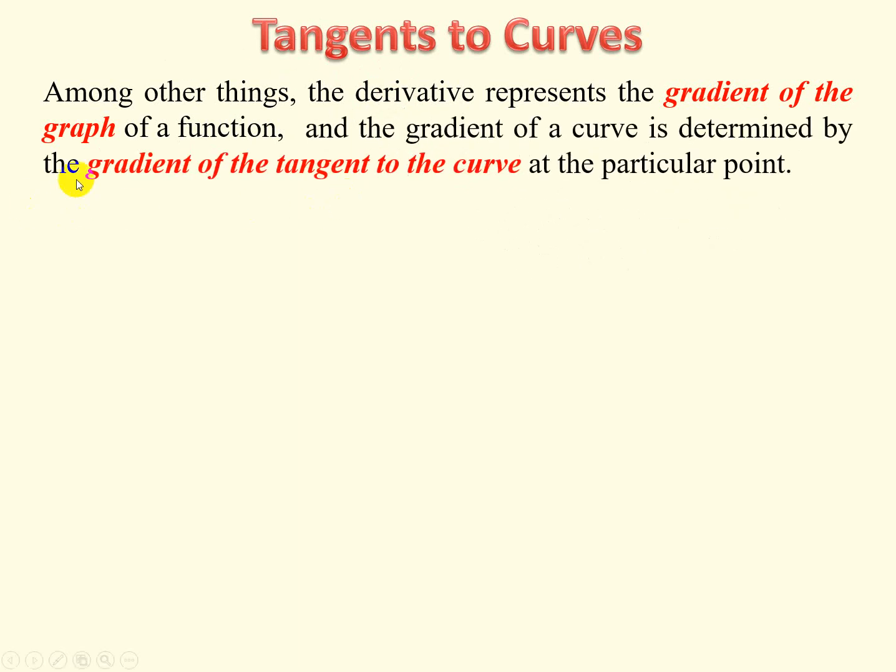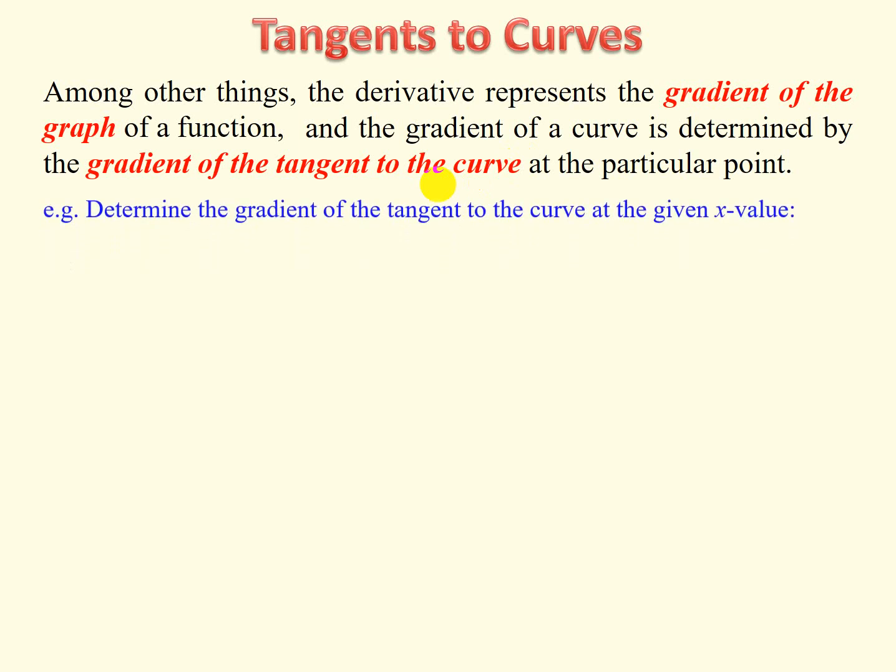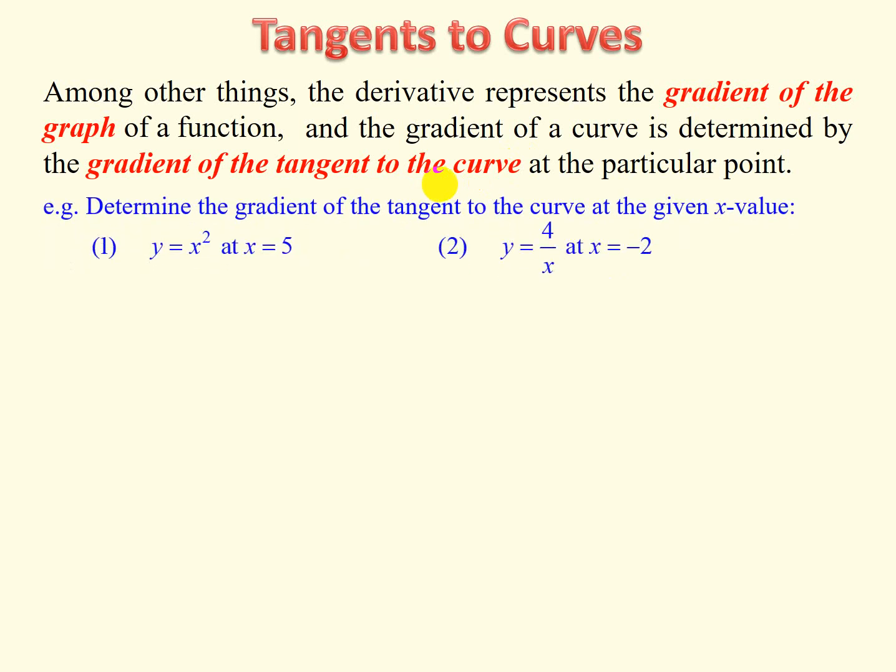So there we are. The gradient of a curve is determined by the gradient of the tangent to the curve at that particular point. So straight lines are easy. It has a constant gradient. But when we get to curves, it depends where you are on the curve, and you draw a tangent to that curve, and that is the rate of change of that function at that stage. So let's have a look at these ones.